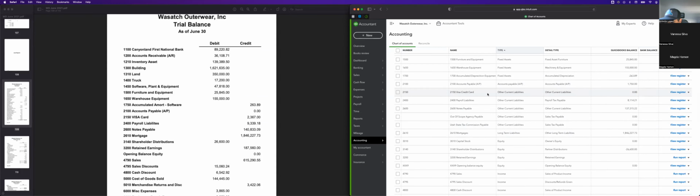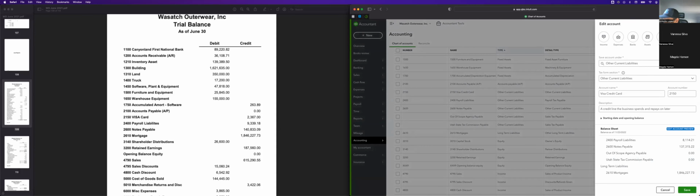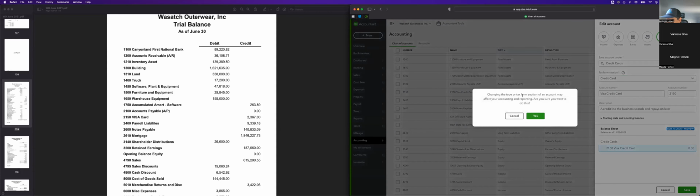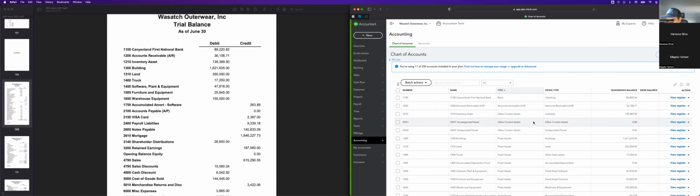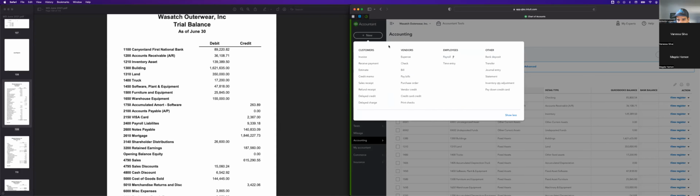So we have a Visa credit card. Other current liabilities. Is that how it says to set it up? Credit card. Tax information, credit card, Visa credit card, account 2150. Save. Change the type or tax form. Are you sure you want to do this? Yes. Now, are you going to new and then pay bills or check or expense?